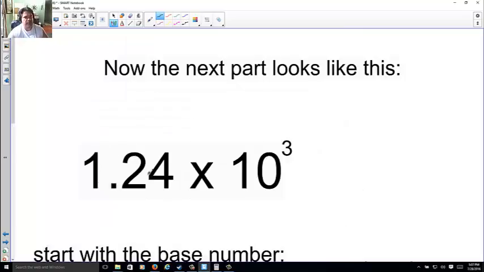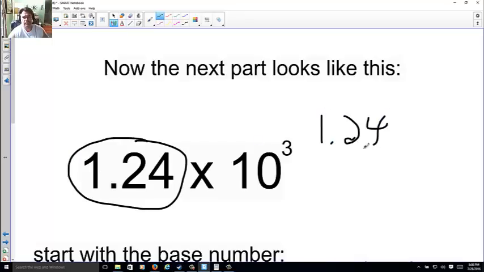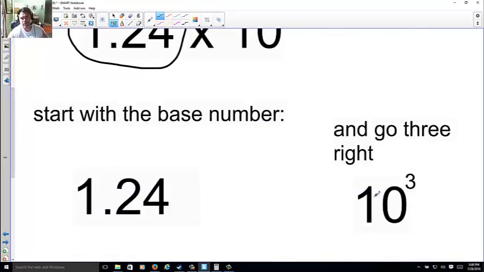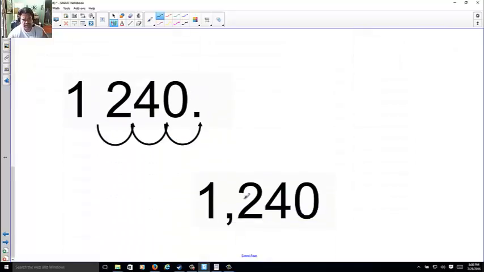Now the next part looks like this. You have 1.24 times 10 to the third. We'll start with the given 1.24. Positive, so you go to the right. 1, 2, 3. Only one empty space. See, now if you try to add 3 zeros to this, it wouldn't work out. So now you have 1,240. So 1.24, 3 to the right, 1, 2, 3, 1,240.